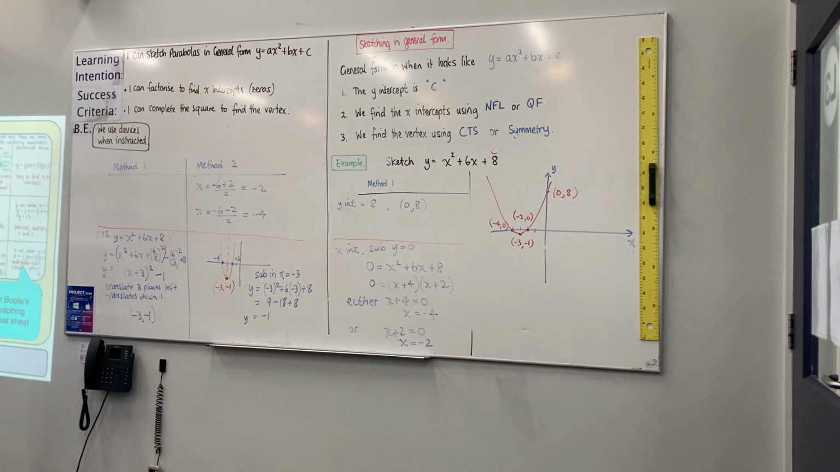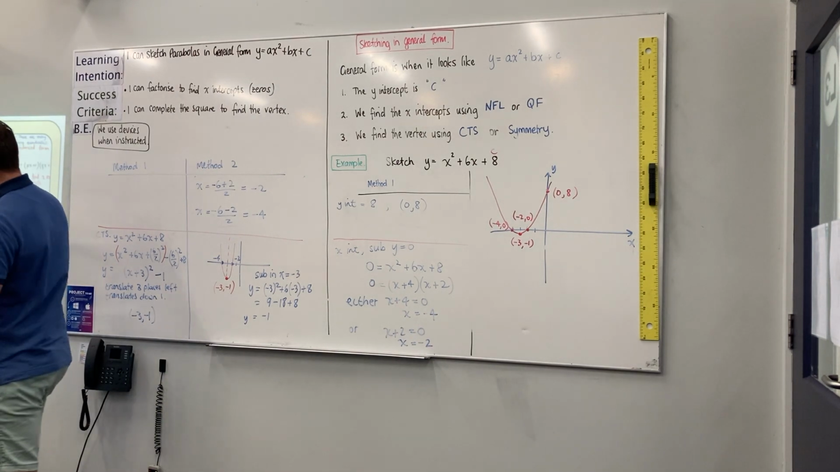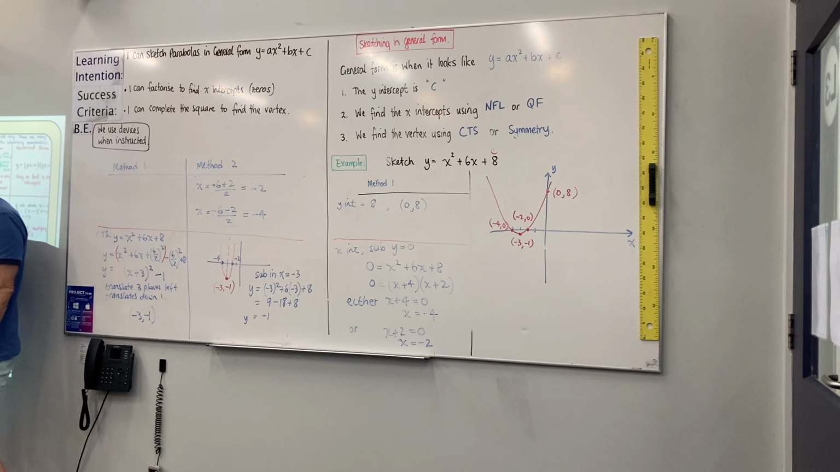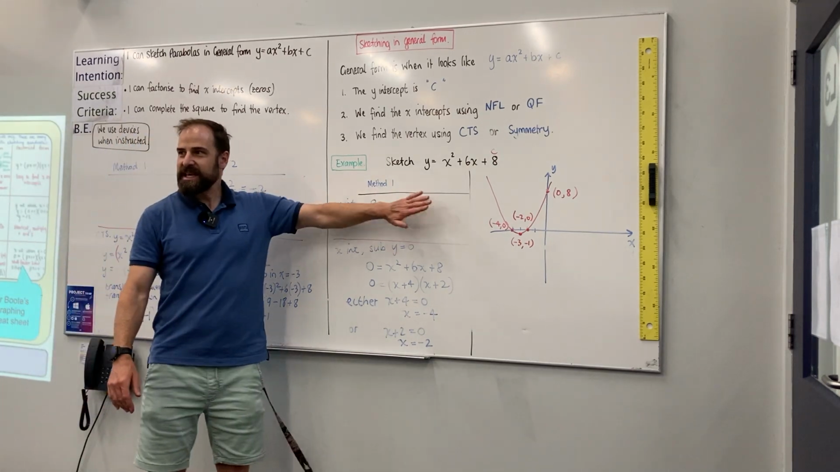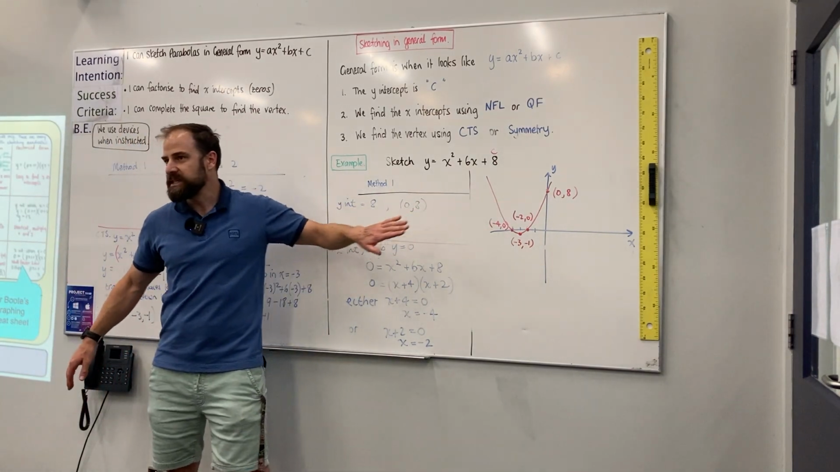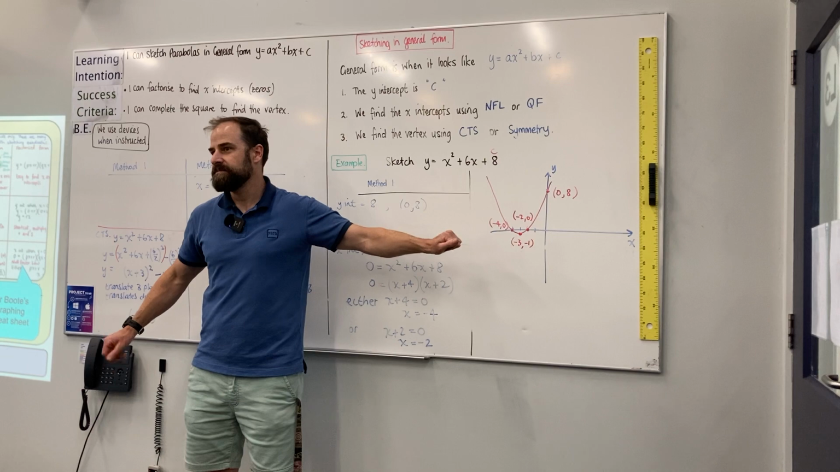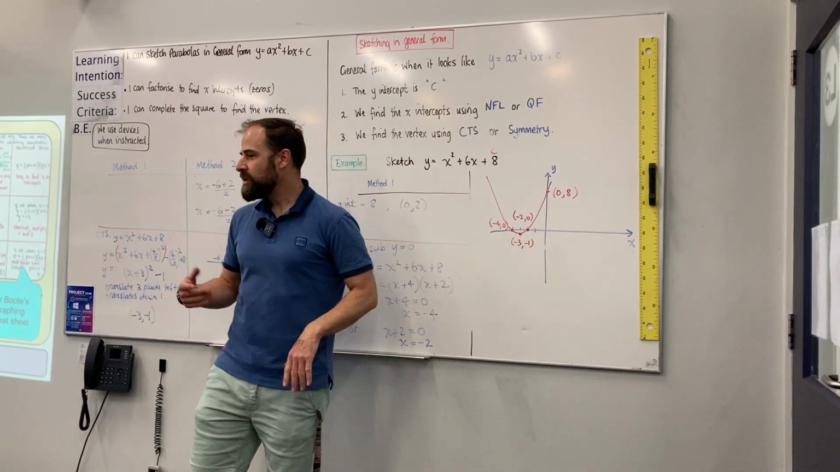What I would like you to have a go at is, can you have a go at sketching these three graphs? I want you to do it in pairs. So when you're working in pairs, discuss which method you think you're going to use for each of those graphs. Okay? Have a go. I'm going to stop filming.